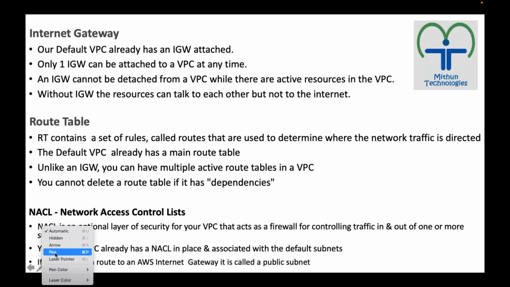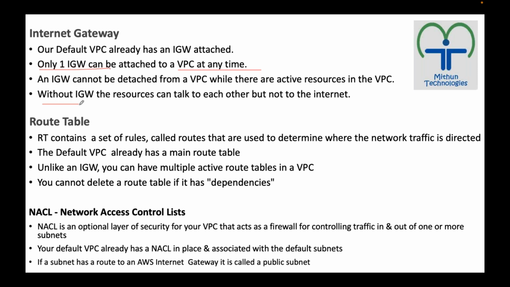I don't want to waste much time again here. As I already told, only one IGW can be attached to one VPC at any point of time. Can I remove IGW from a VPC if there are some resources in the VPC? I mean, if there are some servers, some subnets available in that VPC, will I be able to detach IGW from that VPC? No.